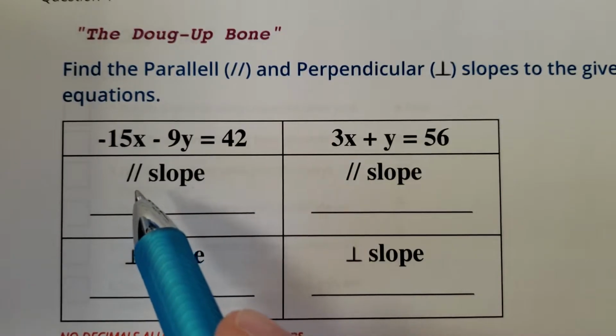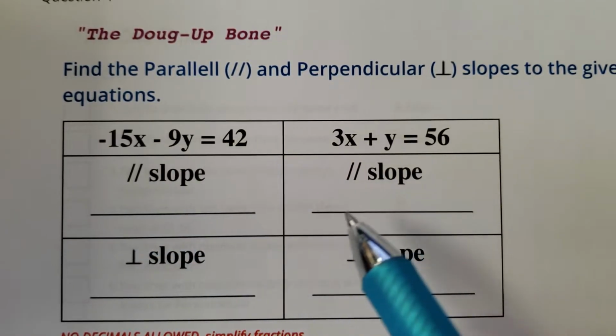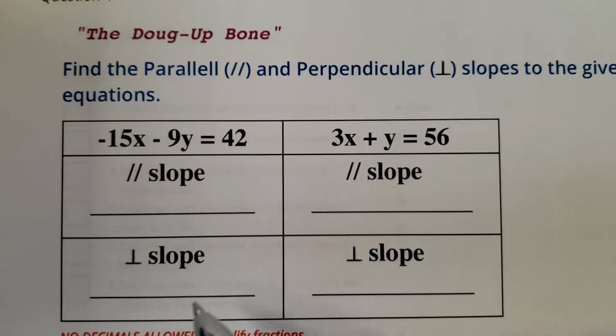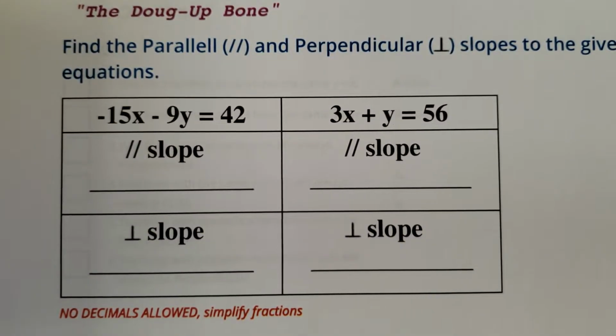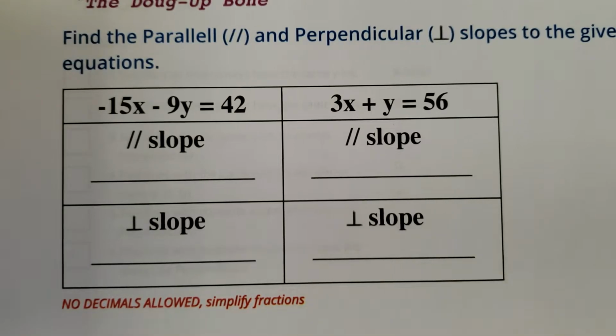That's kind of easy here. Remember, parallel slope is going to be the exact same slope. So basically, we just got to find the slope, and then we got to reciprocate it and negate it, or opposite reciprocals, all those fun words. No decimals allowed, simplify our fractions.